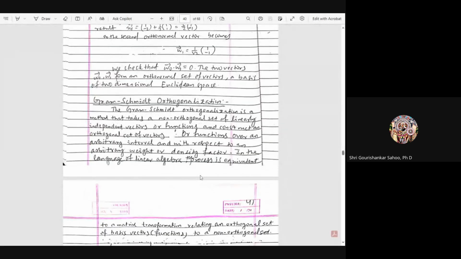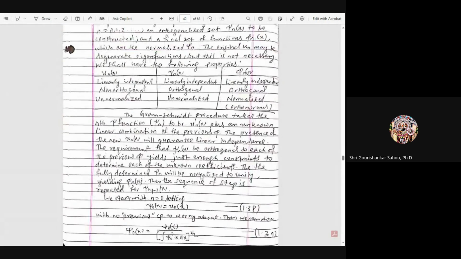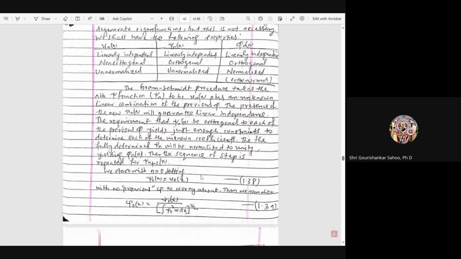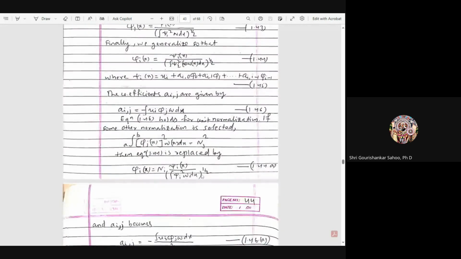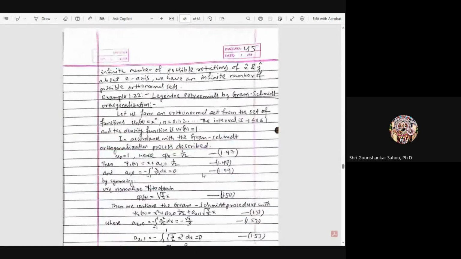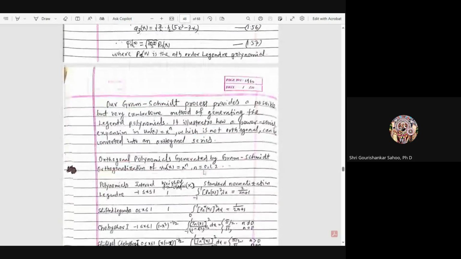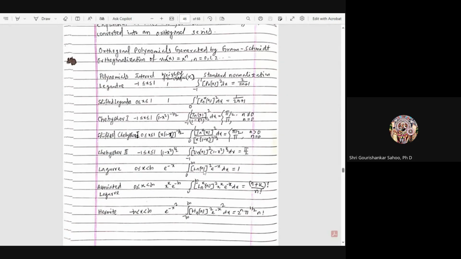Then there is an example by which you can realize how Gram-Schmidt orthogonalization takes place. Okay, so you can go through these as shown on the screen.